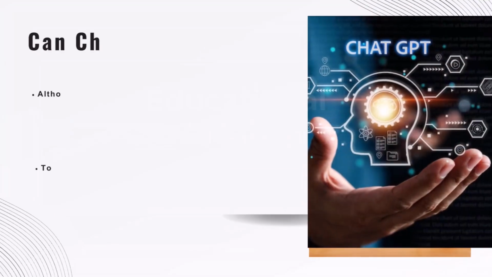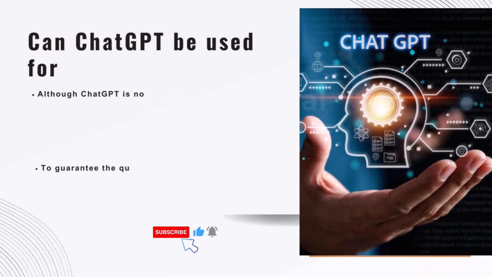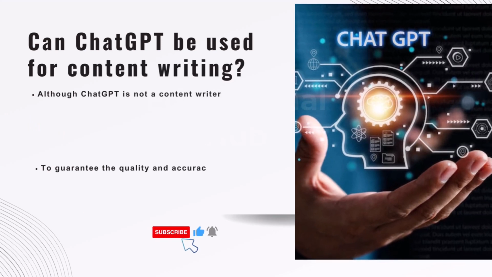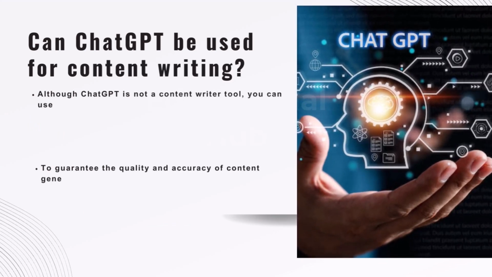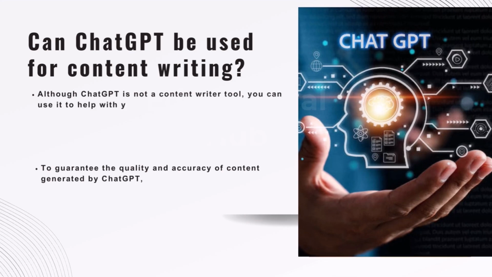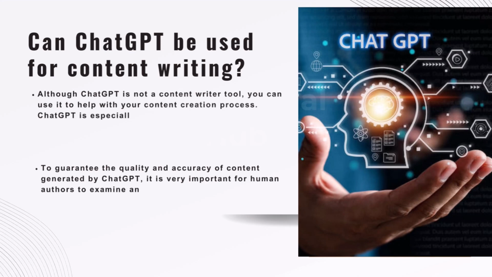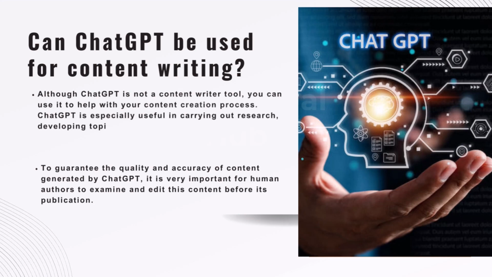Can ChatGPT be used for content writing? Although ChatGPT is not a content writer tool, you can use it to help with your content creation process. ChatGPT is especially useful in carrying out research, developing topic proposals, concepts and initial drafts due to its ability to quickly identify relevant information and propose suggestions. However, it is important to be aware of its limitations in the production of quality content.